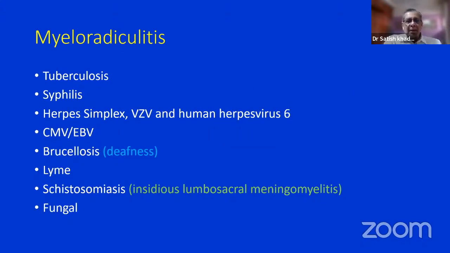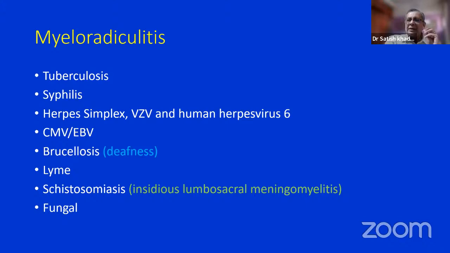The second set is myeloradiculitis, where in this slide you will see tuberculosis number 1. Syphilis is there, but I don't know where to put it. I have put it immediately after tuberculosis, but in practice, probably now it comes a little lower down. Then brucellosis, not to forget, and deafness is an example.